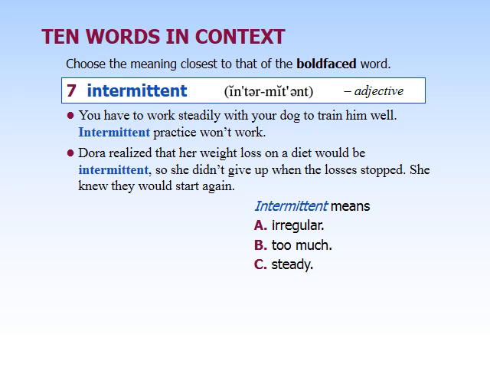The next one here is intermittent. And this one is an adjective. You have to work steadily with your dog to train him well. Intermittent practice won't work. Dora realized her weight loss on a diet would be intermittent, so she didn't give up when the losses stopped. She knew they would start again.